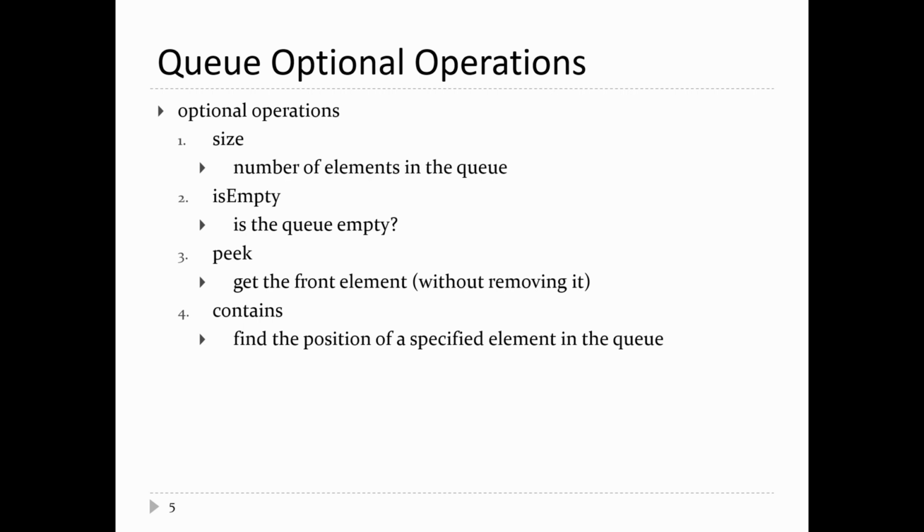If you wanted to, for an actual queue implementation, you would add some extra methods. How many elements are in the queue? Is the queue empty? It's often useful to look at the first element in the queue but not take it out. You might want to search a queue for a particular value.